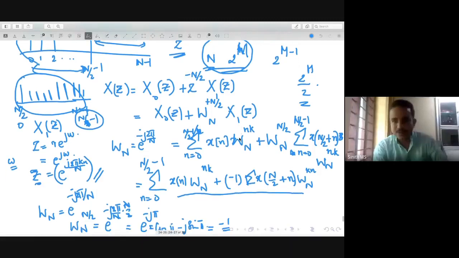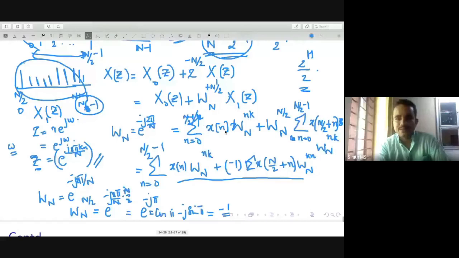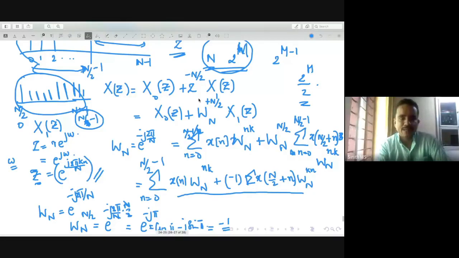The equations, we have written it in terms of x0z and x1z, which are the first and second half of the whole signal x of n. Instead of writing it in terms of odd and even terms, you have written in terms of first n by 2 terms and next n by 2 terms. So the summation is from 0 to n by 2 minus 1 xn Wn raised to nk plus z is basically e raised to minus j 2 pi by n.